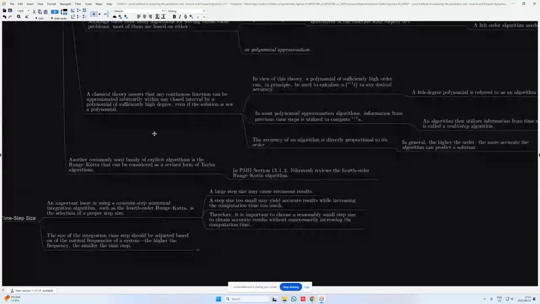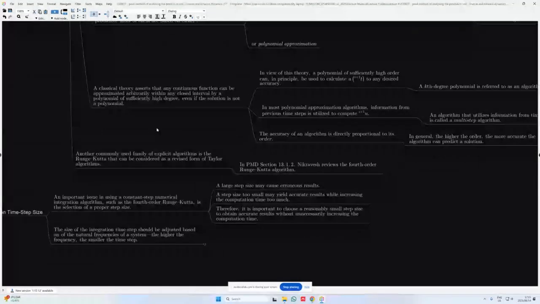Now, another commonly used family of explicit algorithms is the Runge-Kutta method, which can be considered a revised form of the Taylor algorithms. And in PMD section 13.1.2, Nekravesh reviews the fourth order Runge-Kutta algorithm.